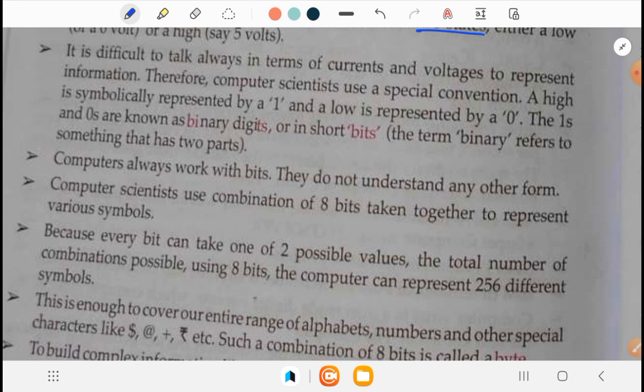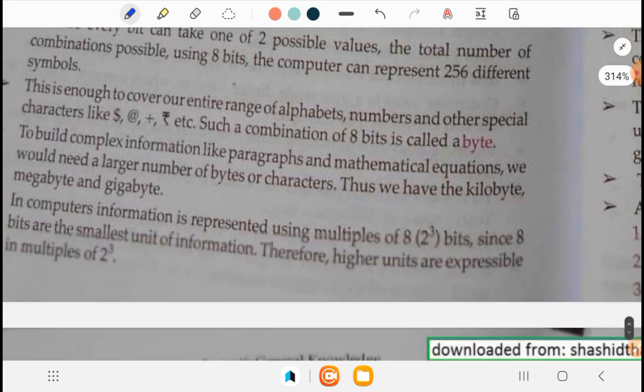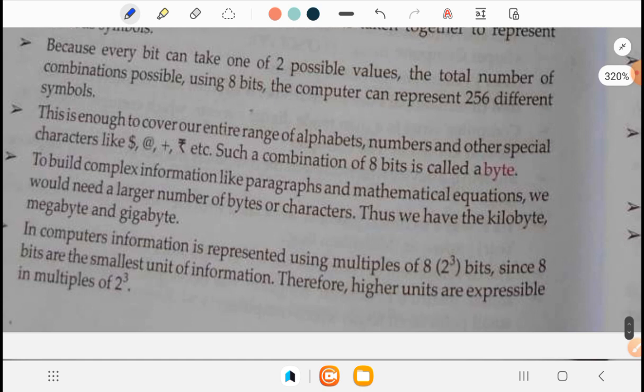Computer scientists use a combination of 8 bits taken together to represent various symbols. Because every bit can take one of two possible values, the total number of possible combinations is 256. Using 8 bits, a computer can represent 256 different symbols. This is enough to cover our entire range of alphabet, numerals and other special characters like dollar, ampersand, plus, rupee, etc. Such a combination of 8 bits is called a byte.